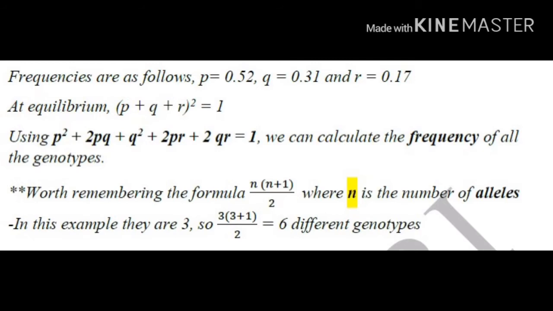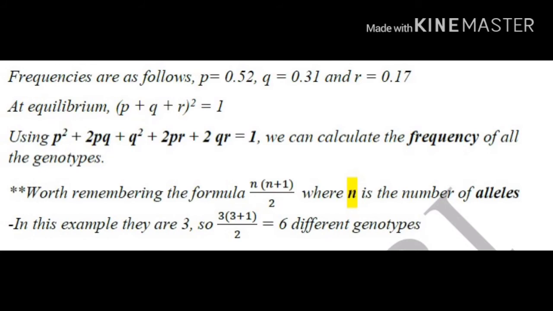Just like we mentioned before, at equilibrium, P plus Q plus R, squared, is equal to 1. Therefore, P squared plus 2PQ plus Q squared plus 2PR plus 2QR plus R squared is equal to 1. And this is going to allow us to calculate the frequencies. You may ask how we do that. Essentially, let's take the frequency of the LAP98 and for the 2 alleles that are present. All we have to do is use P squared, which is 0.52 squared.